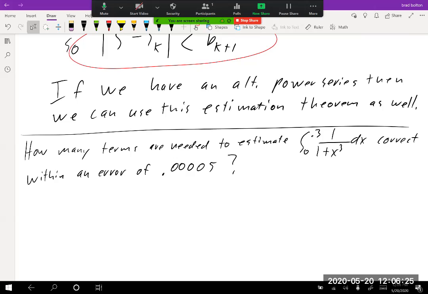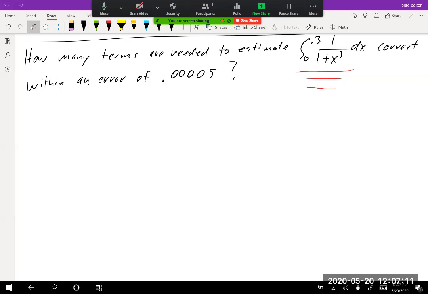Okay, so how many terms are needed to estimate the integral from 0 to 0.3 of 1 over 1 plus x cubed dx? Now, you might be looking at this and trying to figure out how can I integrate this? Well, you probably can't. You could use a calculator to estimate, but I don't see any straightforward approach that I've taught you this semester that would work on this. Not integration by parts. It's not some kind of arctan. I don't think this problem can be done with normal integration techniques. So what we're going to do is convert it to a power series, and that's kind of the power of a power series: it's just addition or subtraction. So if you can convert something to a power series, then you might be able to estimate it.